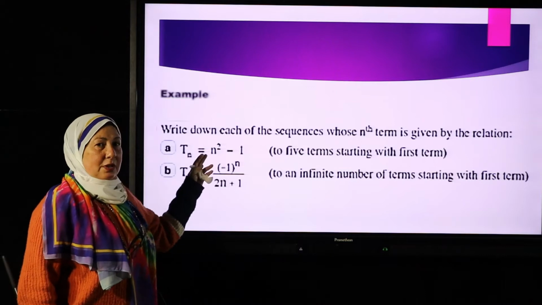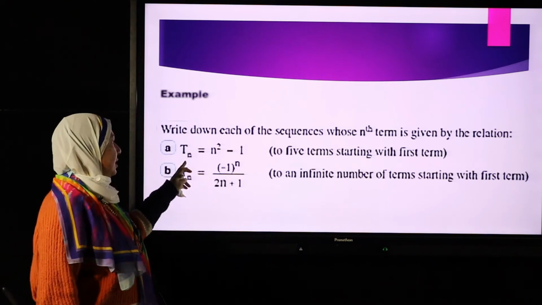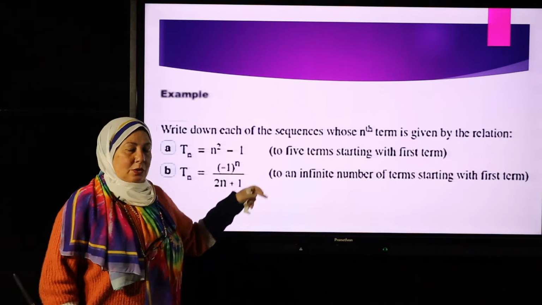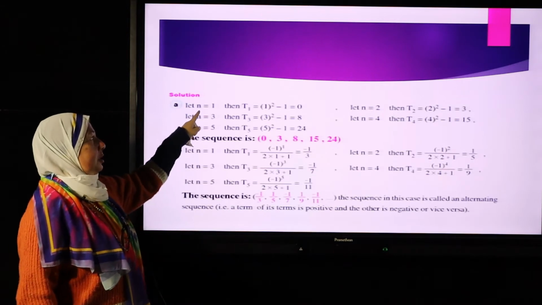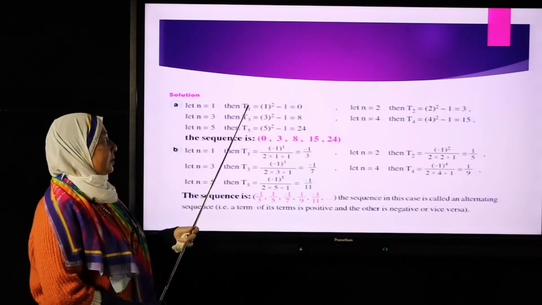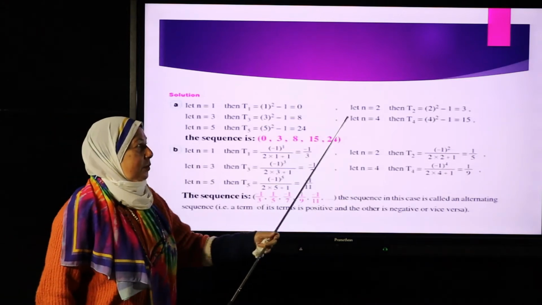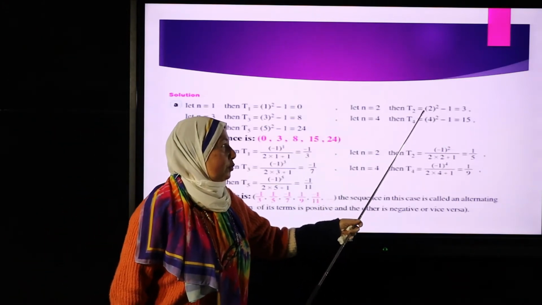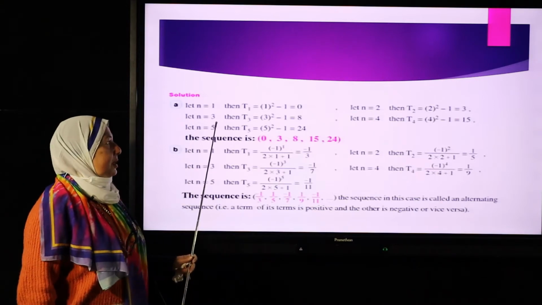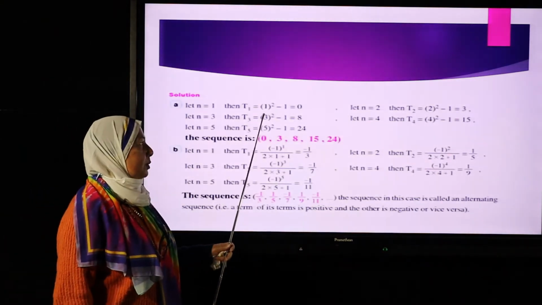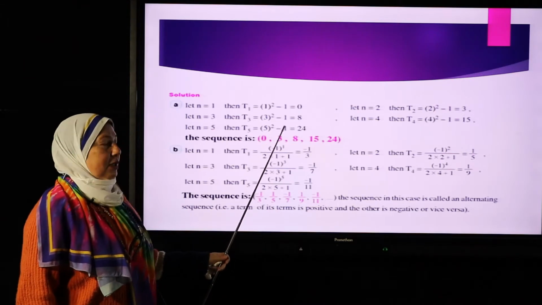write down each of the sequences whose nth term is given by Tn equals n square minus 1. With substitution, first term, little n equals 1. Therefore, the first term equals 1 square minus 1 equals 0. And the second term, let n equals 2. T2 equals 2 power 2 minus 1 equals 3. Let n equals 3. Therefore, the third term equals 3 to the power 2 minus 1 equals 8. And so on. Then T5 equals 5 square minus 1 equals 24.